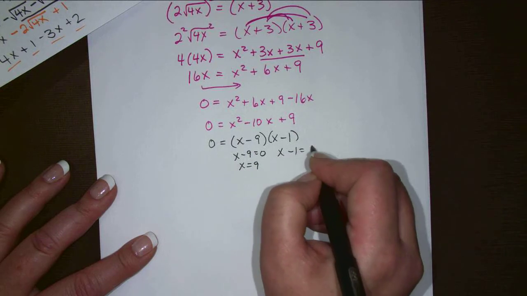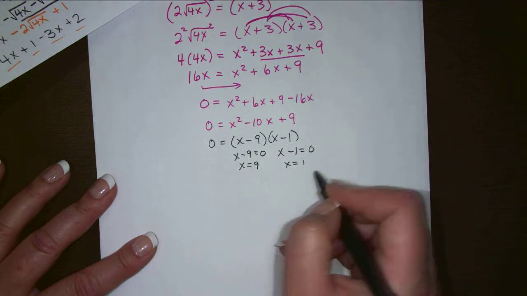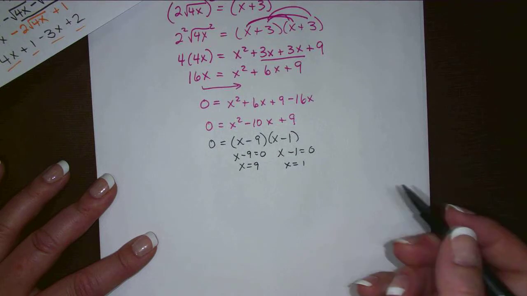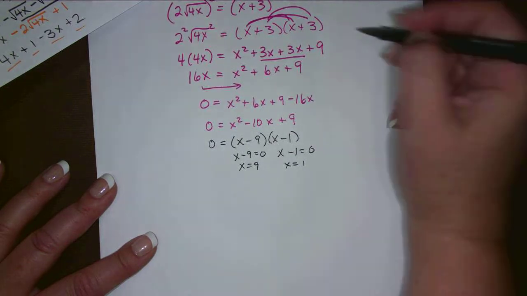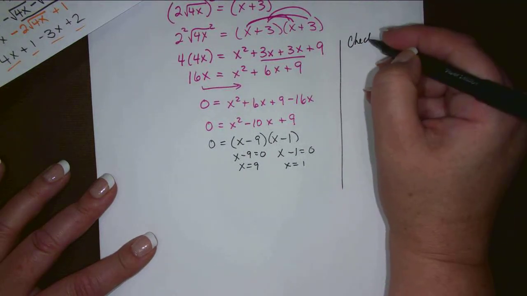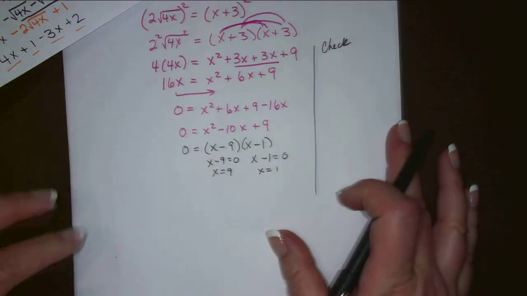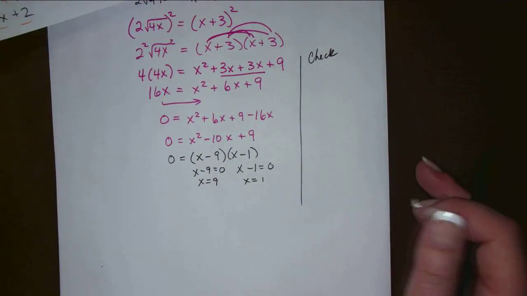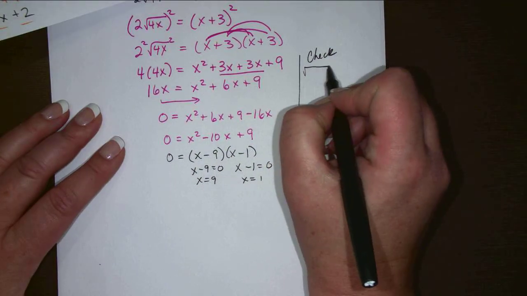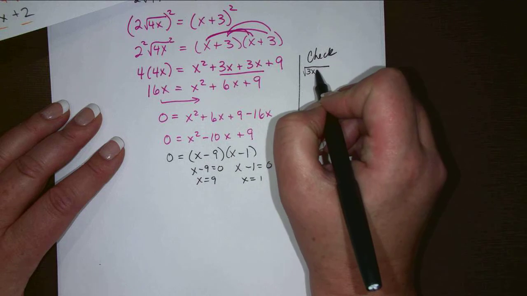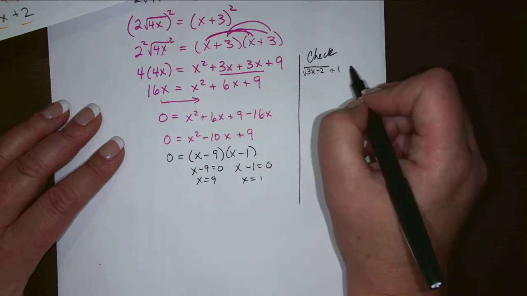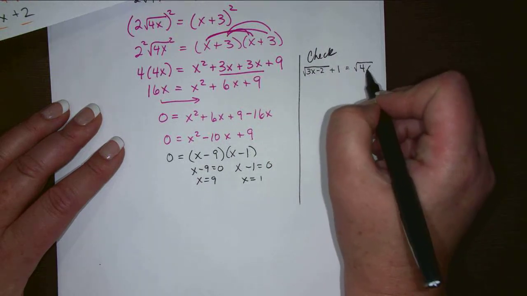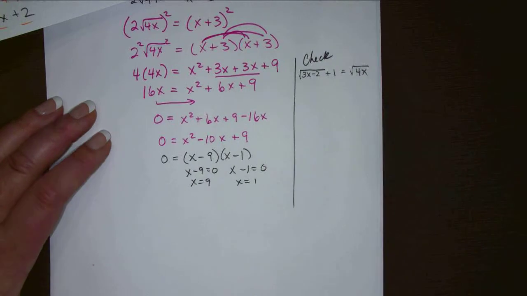So here's our 2 numbers, but because it was a radical equation, we need to check. I don't have much room to check here, but we write our original equation down, before you squared anything, before you changed it, and you would plug these in.